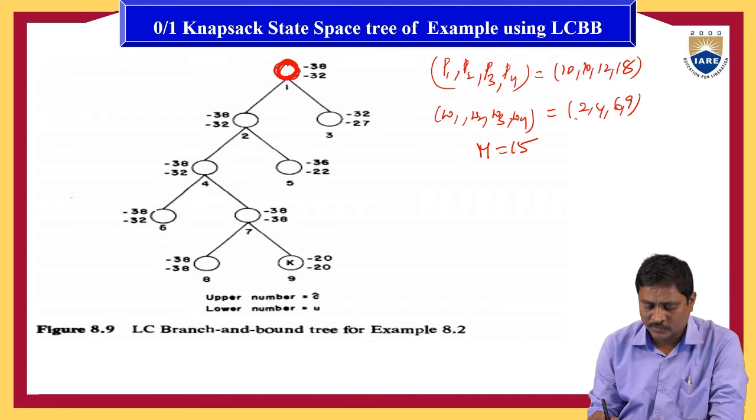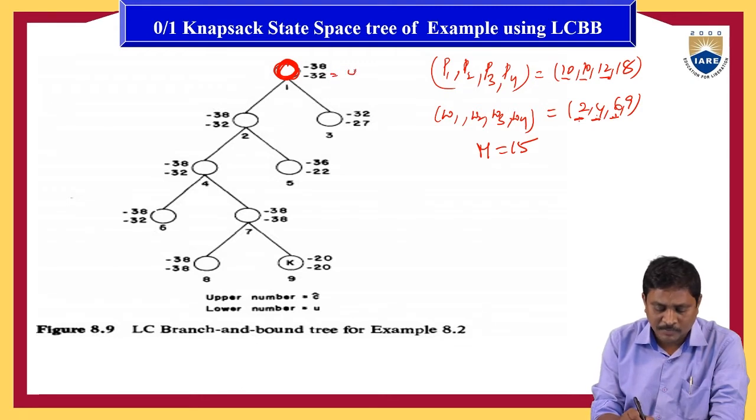For example, we take in order 2 plus 4 plus 6, 6 plus 6, 12. The corresponding profit value is 10 plus 10 plus 12, 32. Minus 32, this one is the upper bound.